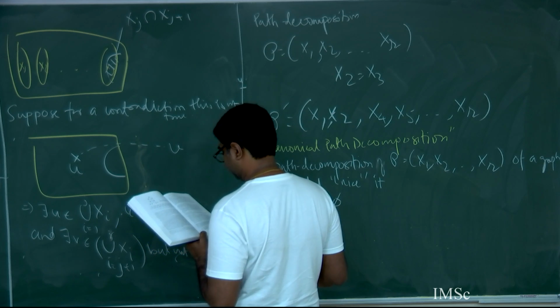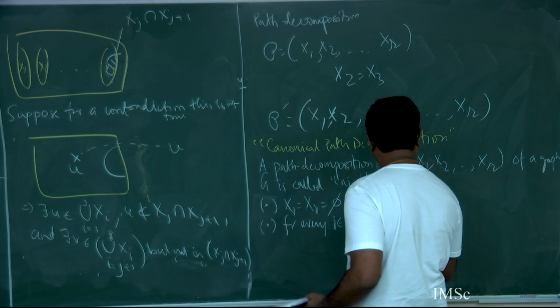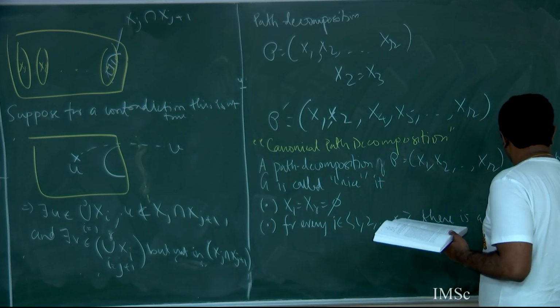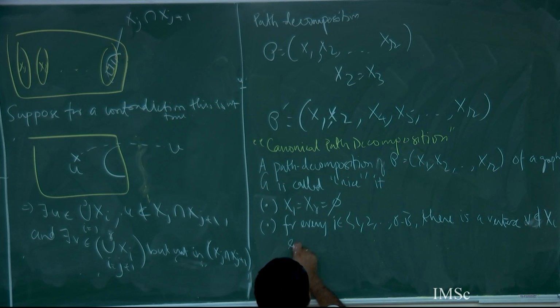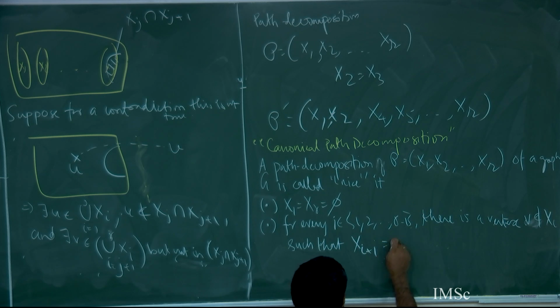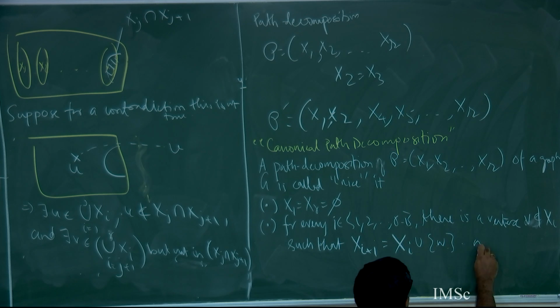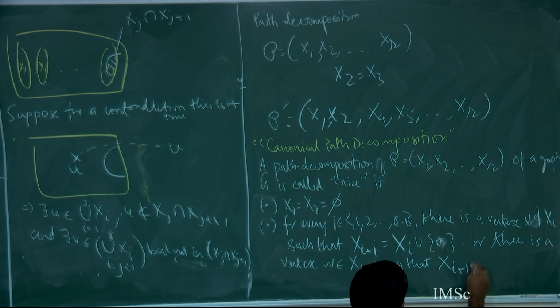Secondly, for every i in 1 to r minus 1, there is a vertex v not in Xi such that Xi plus 1 is Xi union v, or there is a vertex w in Xi such that Xi plus 1 is Xi minus w, okay.